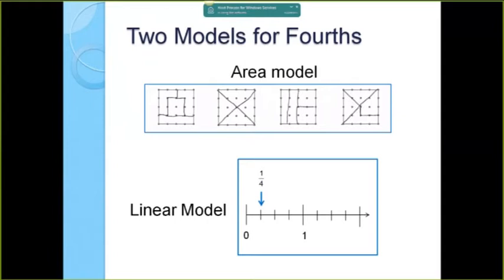Common Core stresses linear models early on. A unit's clearly defined, and there's exactly one way to split the segment into four equal parts. The first part is 1/4 of that segment, and the tick mark represents the 1/4 point. Note that Common Core starts in grade 3 with unit fractions as building blocks.